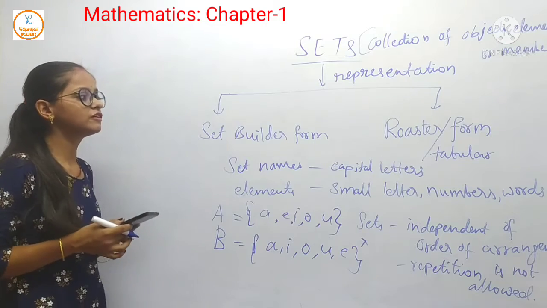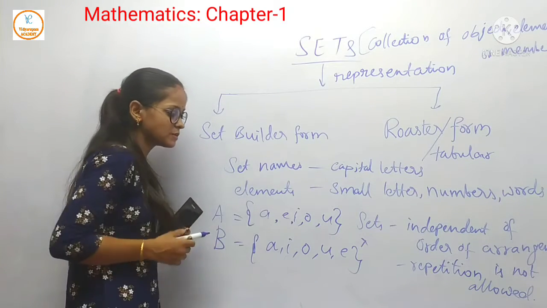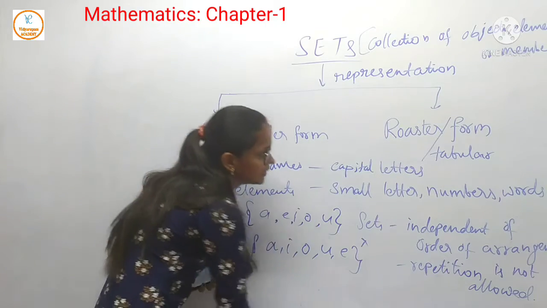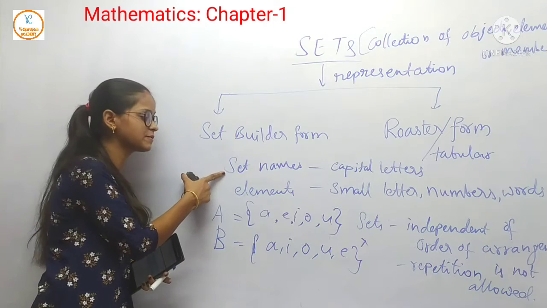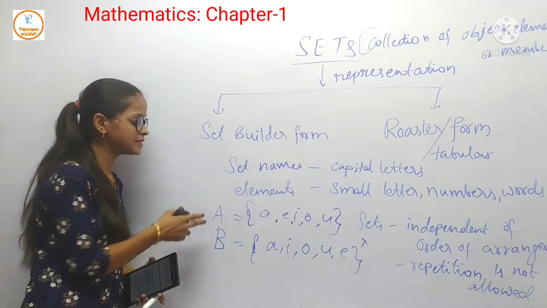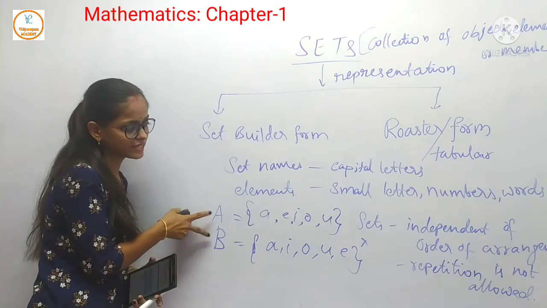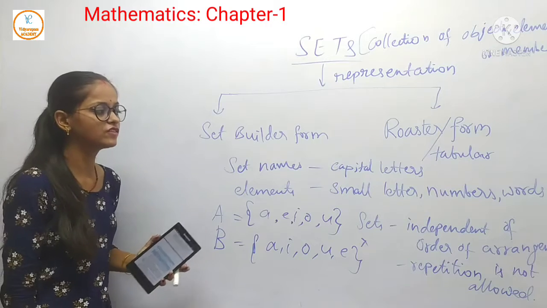What about in roster or tabular form? Okay, these are the concepts I have explained in set builder form. These are the representations of the names of the sets, and this is the representation of the elements, and these are the two types of sets. By this set I have explained those two points, that is, independent of the order of arrangement.